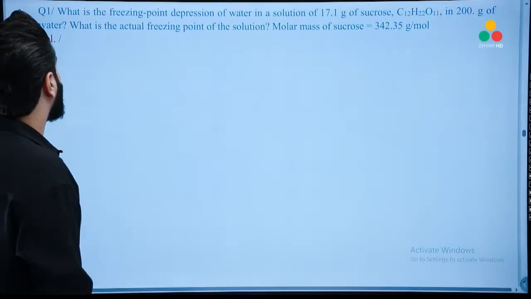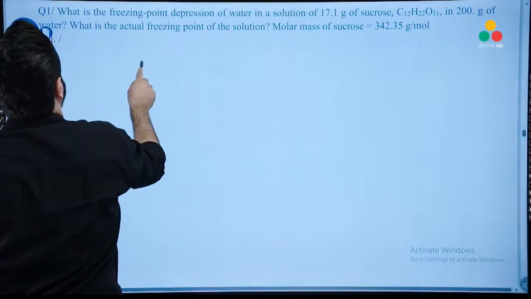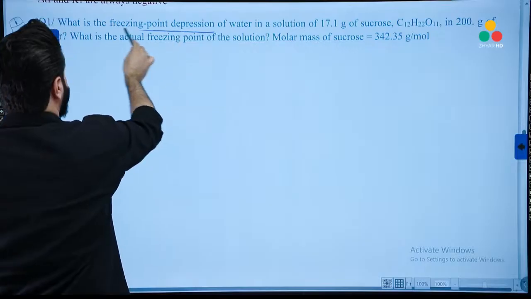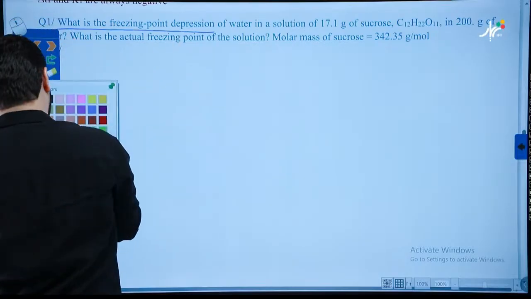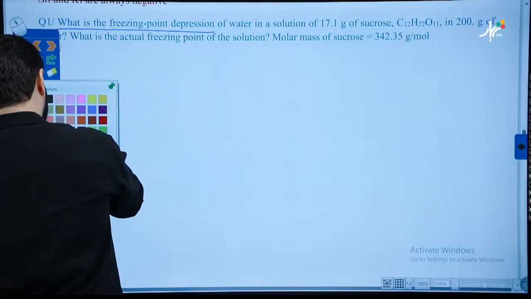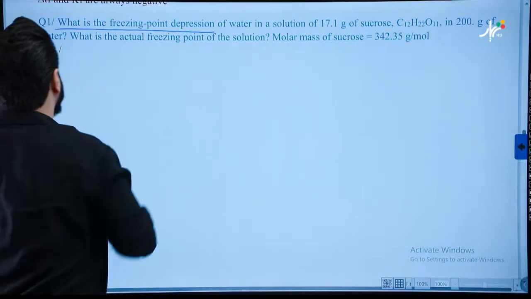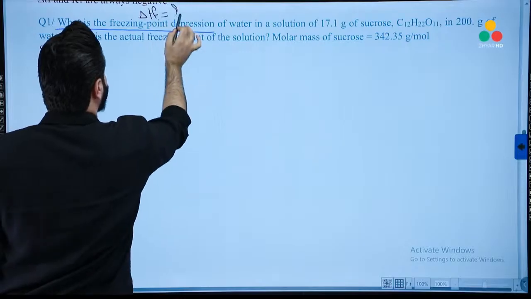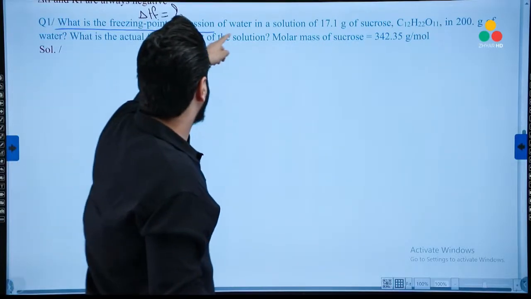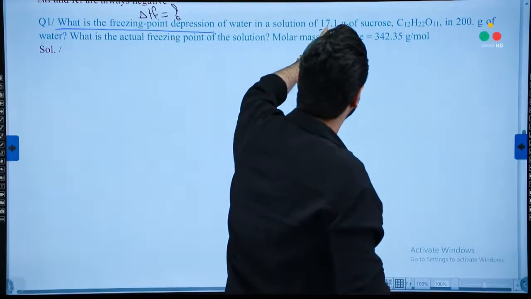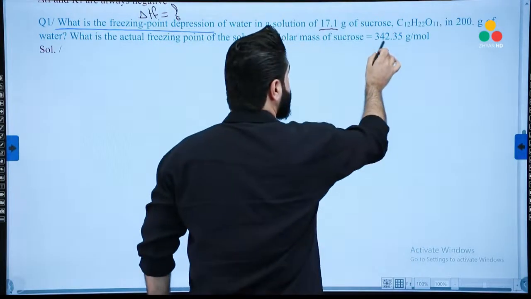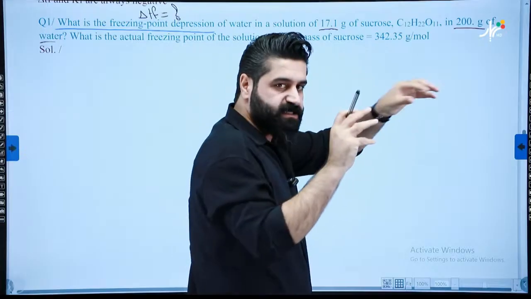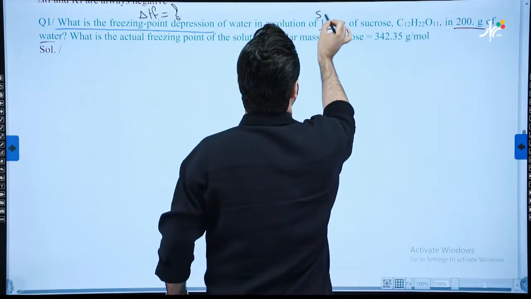Okay, this question. What is the freezing point depression? Good. What is the freezing point depression? Okay. What's the freezing point depression for the third time? Delta Tf is what? Of water in a solution of 17.1 gram of sucrose in 200 grams of H2O. Solute in solvent. So this is the solute.